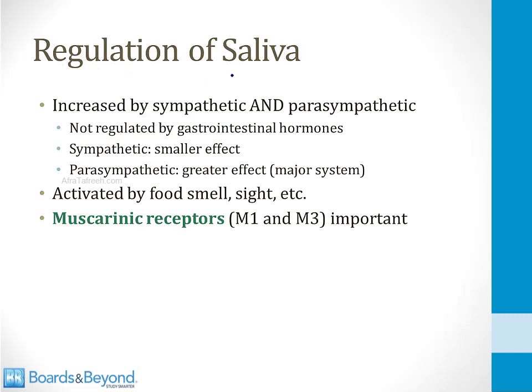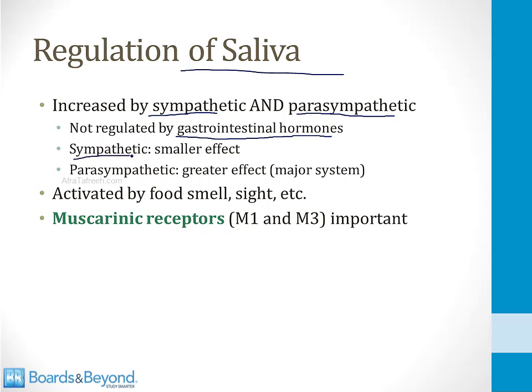The regulation of salivary flow is interesting. It is regulated by both the sympathetic and parasympathetic systems. Importantly, it's not regulated by any gastrointestinal hormones, so the GI hormones like gastrin and secretin and cholecystokinin have no effect on salivary flow.